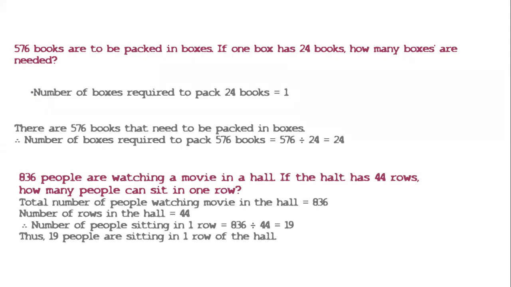Sir, I even got the answer of the second one, 836 people watching a movie in a hall. I got 19. 44 rows are there. In one row, 19 people are sitting. First 10, then 9. Directly you can do it, or part by part. I did 10, then 5, then 4.